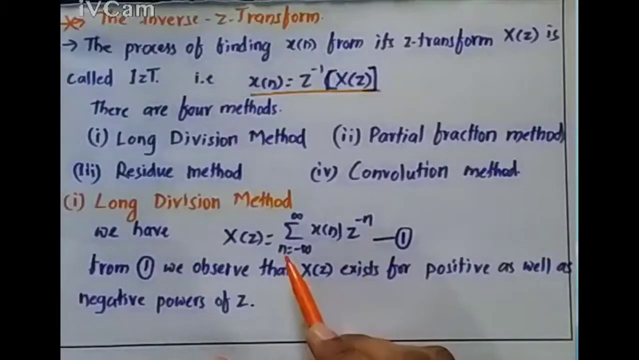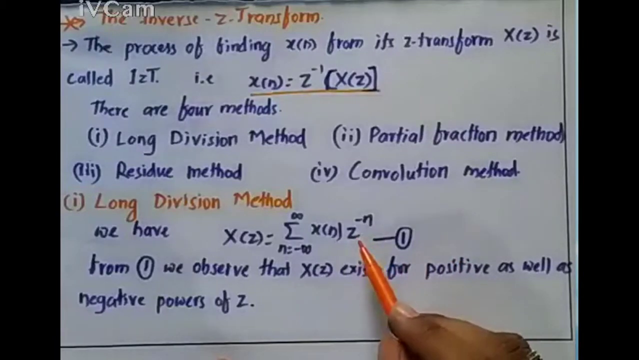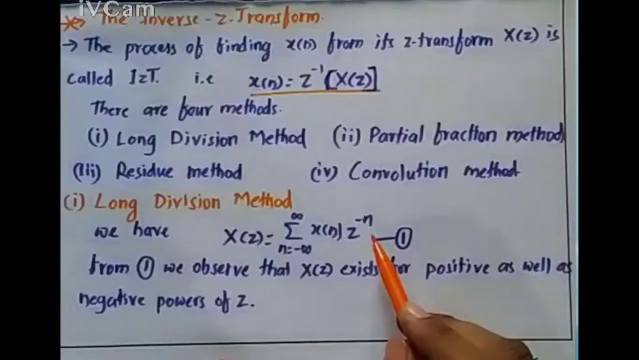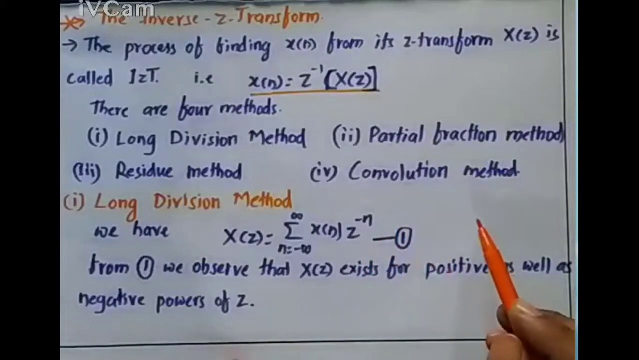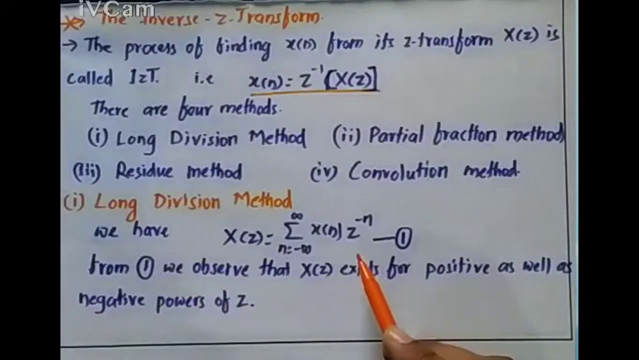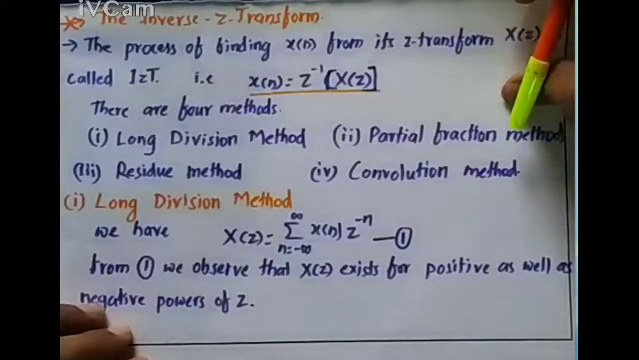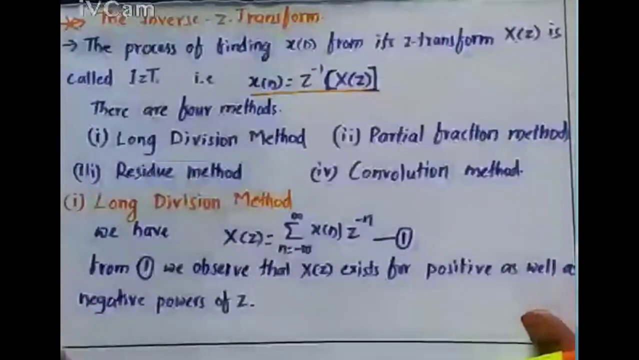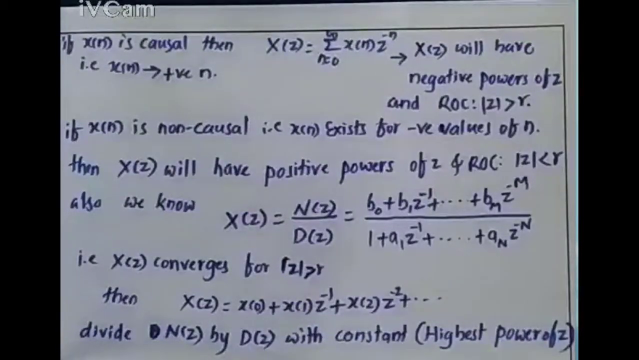Correspondingly, if n values are positive, like 1, 2, 3 or anything, in that scenario z will have negative powers, like z power minus 1, minus 2, minus 3. This is a very important point for understanding the concept. Based on this we will have the different division methods. I am talking about the positive values of n and negative values of n, and we have terms for that: causal sequence and non-causal sequence.